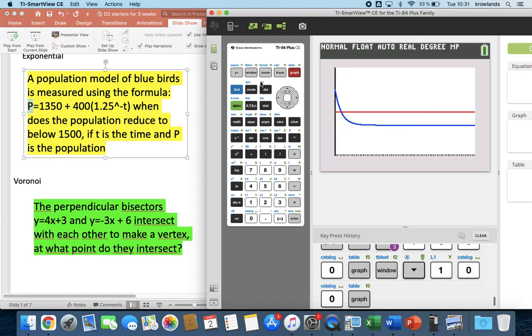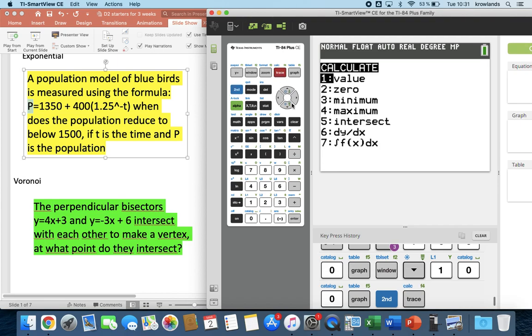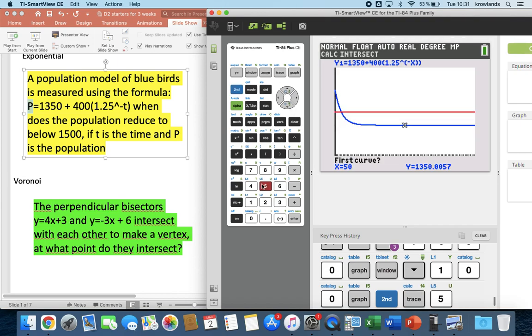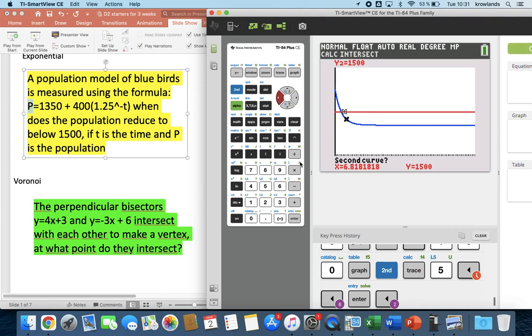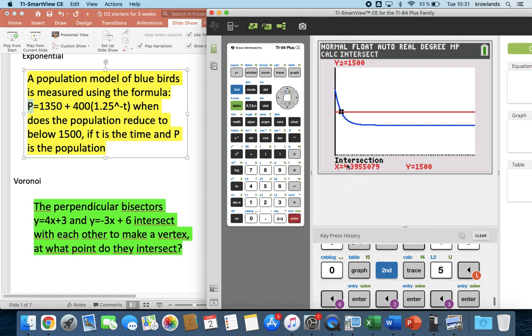Much better, much clearer. Now, to find the intersection, you press second trace, number 5 for intersection. You need to select one of the curves. This happens to be our model, our exponential curve. Enter. We then press the other curve, enter, and then somewhere where they both cross, enter. So at time 4.3955079, the population starts to reduce below 1,500.